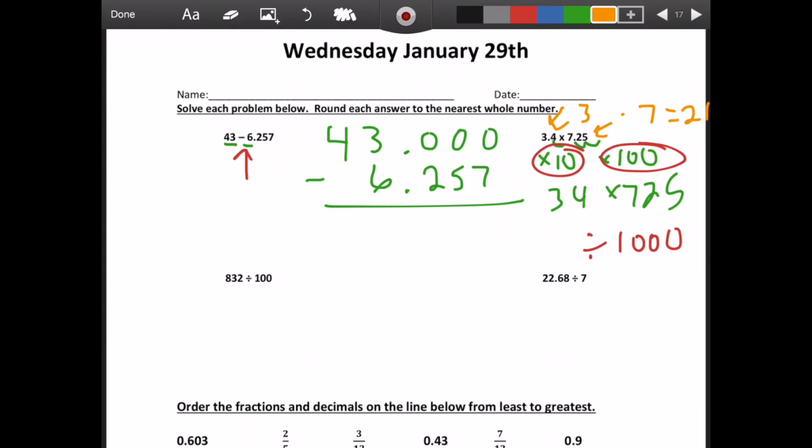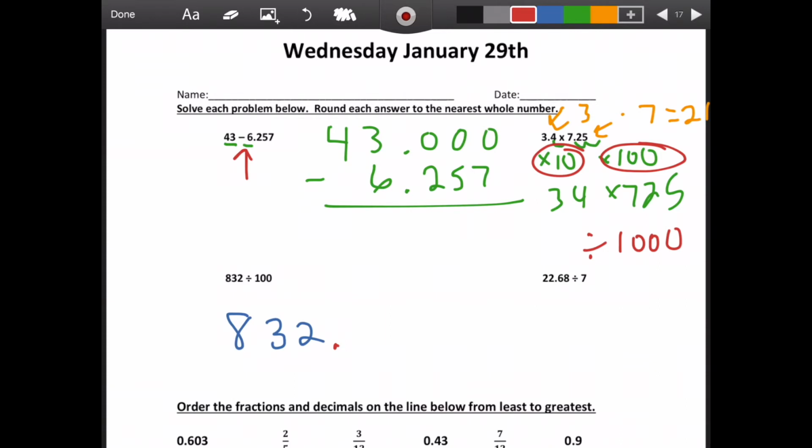All right, third question. We have 832 divided by 100. Now remember, we said there's an easy way to divide by tens, hundreds, and thousands, and that's just moving the decimal. Now, first off, I don't see a decimal in this number. Remember, that's because it's a whole number. Whole numbers always have a decimal at the end. So we have 832 divided by 100.